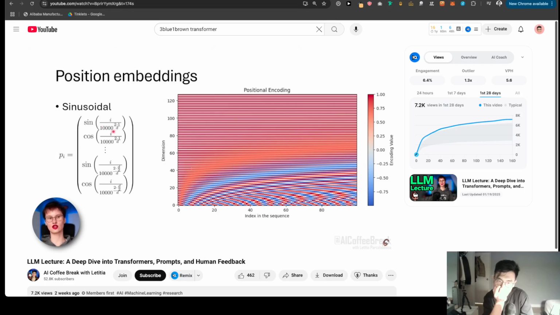And then you can ask, why is there a division by 10,000? Why do we have this power of 2 and so on? Well, there are some heuristics behind this, but mostly it's 10,000 because 10,000 works well in the experiments. And why not another value? Well, there might be another value that works with other hyperparameters.